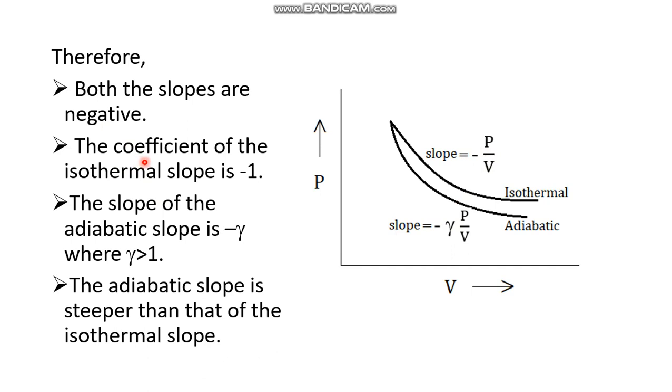So the coefficient of the isothermal slope is minus 1, and the slope of the adiabatic curve is minus gamma, where gamma is greater than 1, and the adiabatic slope is steeper than that of the isothermal slope. So these are the explanations. Simple. This would be used when we do the Carnot cycle during our study of the second law of thermodynamics.